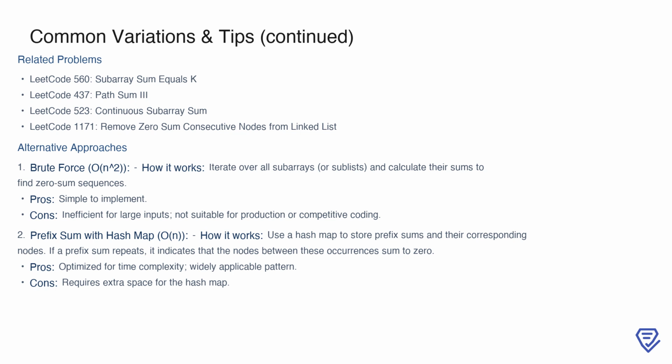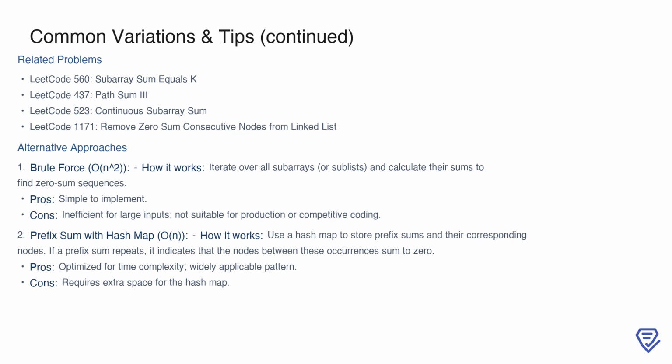When it comes to alternative approaches, the brute force method is the most straightforward. It involves iterating over all possible subarrays or sublists to calculate their sums and identify zero-sum sequences. While this approach is simple to implement, its O(n²) time complexity makes it impractical for larger inputs.